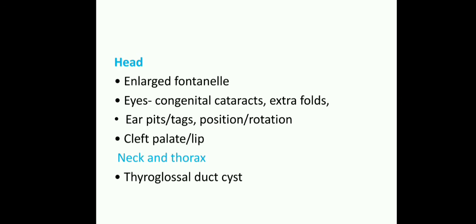And next one is the head. If it is Down syndrome, congenital malformation, or a genetic problem, low-set ears are there, everything you have to check. And next one is cleft lip and then cleft palate, you have to identify whenever you are checking the deformity of the child's head. And next one is neck and throat, because of thyroglossal duct cyst, some neck and throat problems are also associated.